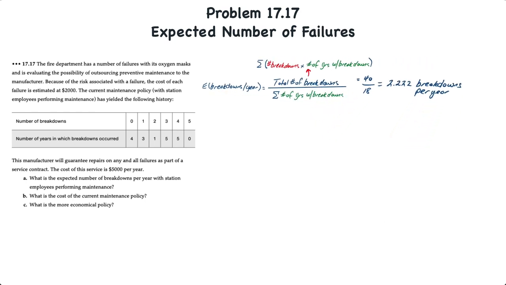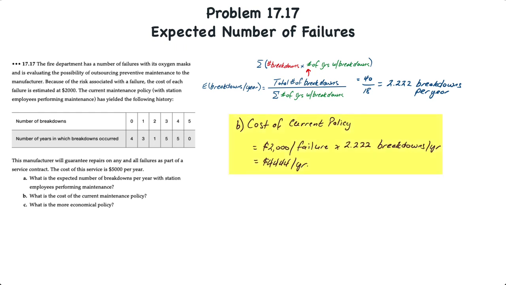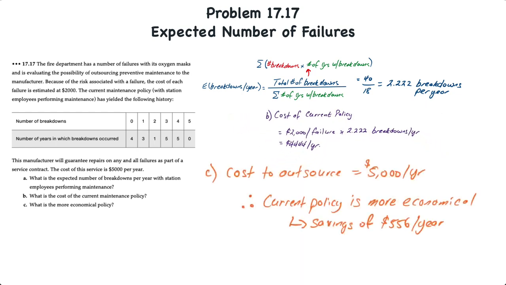For requirement B, the cost of the current policy is $2,000 per failure times the estimated number of breakdowns, or 2.222, which results in an estimated cost of $4,444 per year under the current policy. For requirement C then, to determine which is the most economical, if the cost to outsource is $5,000 and the estimated cost of maintaining in-house is $4,444, well, that's a savings of $556 per year by performing the maintenance in-house. Therefore, the current policy is more economical than the outsourced option.